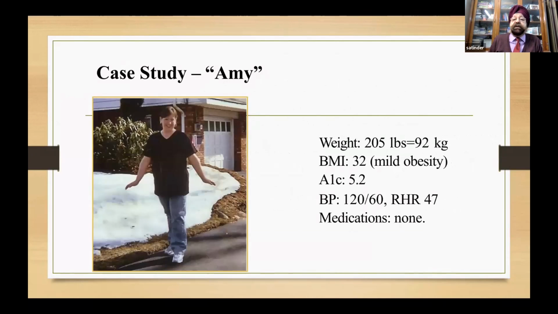The weight is now only 205 pounds, 92 kg. The BMI, which was, I think, 50, is 32 now. And HbA1c has come down. The blood pressure is much better. And she's off all medicine. And see her photograph. She's a changed person to look at. So this is the impact of lowering the GI, the glycemic index, by changing foods, quantitatively as well as qualitatively, both ways.